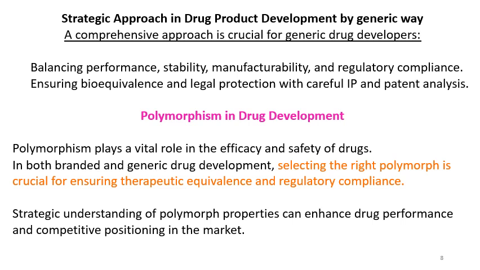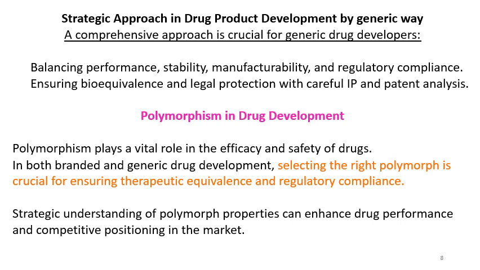Polymorphism always plays a vital role in drug product development, and it is related to the safety and efficacy of the drug and the drug product. In both branded and generic drug development, selecting the right polymorph is crucial for ensuring therapeutic equivalence and regulatory compliance. That's why the strategic understanding of the polymorph properties can enhance drug performance and competitive positioning in the market. So this is the importance of polymorphism, selection of the non-infringing polymorph, and the aspects or ways for generic product development with a non-infringing polymorph.